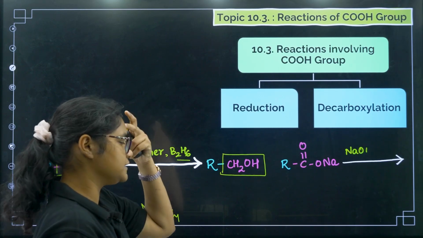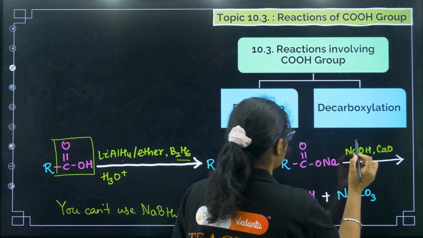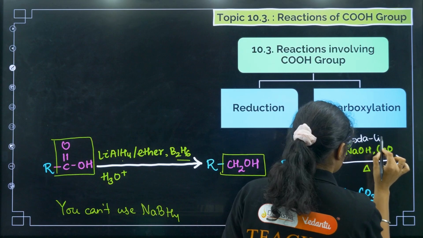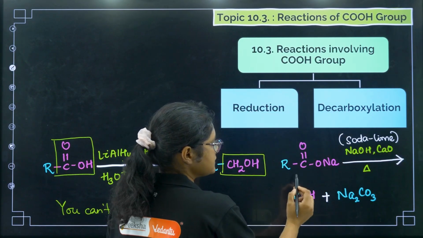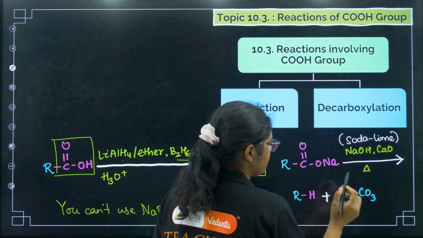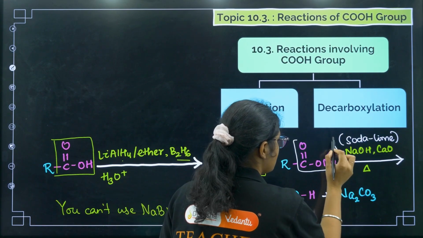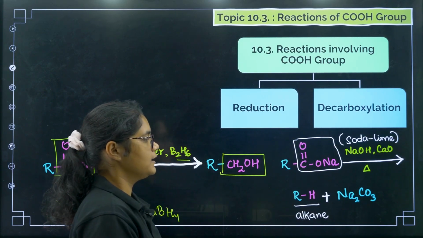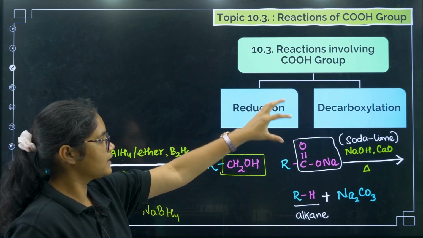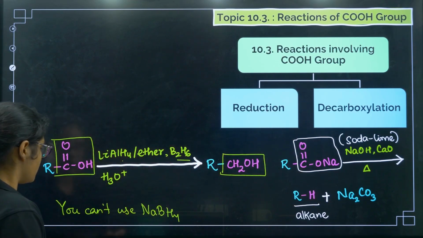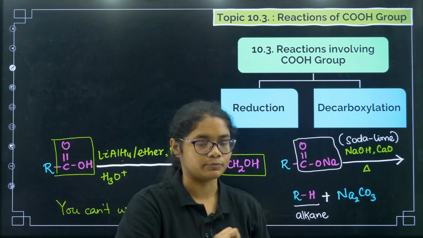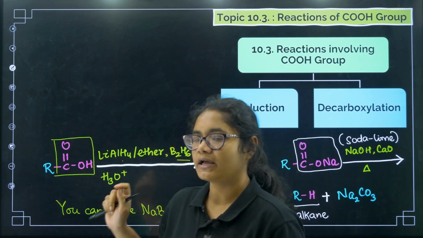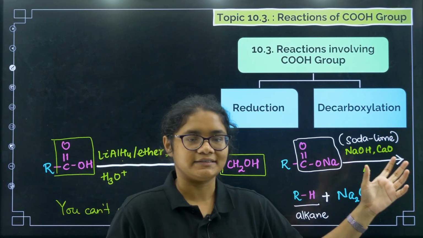Next, coming to the decarboxylation reaction. NaOH and CaO is nothing but soda lime, right? So RCOONa, in presence of NaOH and CaO, what will happen? There will be decarboxylation and there will be formation of alkane. Okay, so these are the reactions where the complete COOH group is involved. For reduction, which reagent can we use? LiAlH4 or B2H6, and for decarboxylation we will use NaOH and CaO, that is soda lime.